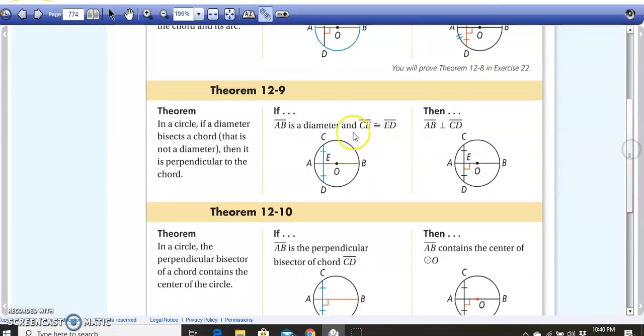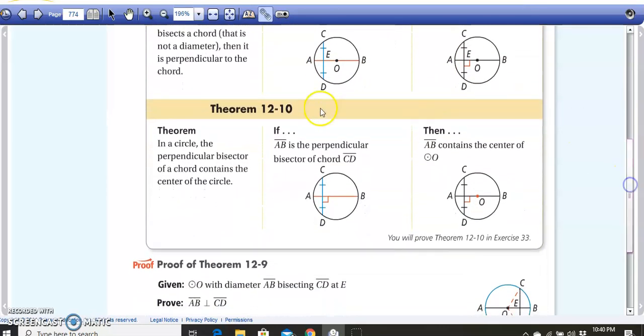Now, here we have another one. In a circle, if a diameter bisects a chord that is not a diameter, then it is perpendicular to the chord. Now, what it says here is basically the converse of the last one. If AB is a diameter, and CE, the distance from this point to this point, is congruent with ED, that means this chord is cut in half by the diameter. That means they are perpendicular to each other.